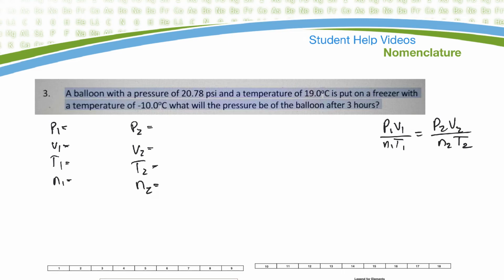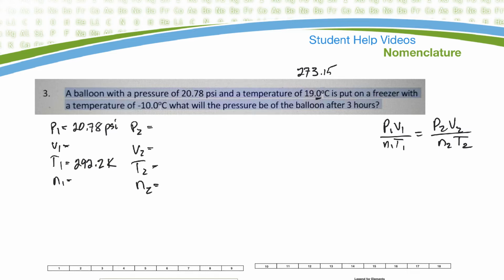All right, here's a question. The balloon has a pressure of 20.78 psi and a temperature of 19 degrees, so 19 plus 273.15. That's 292.2 Kelvin. Whoops, that should be a temperature. 292.2 Kelvin.